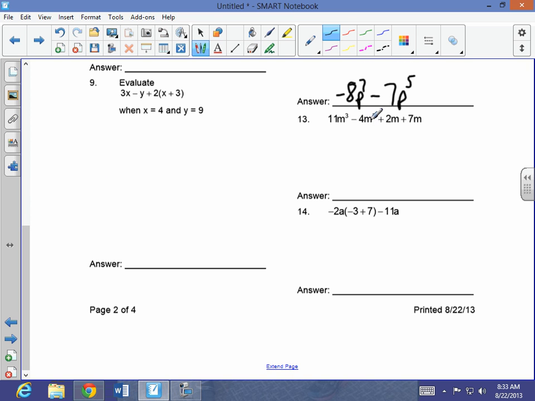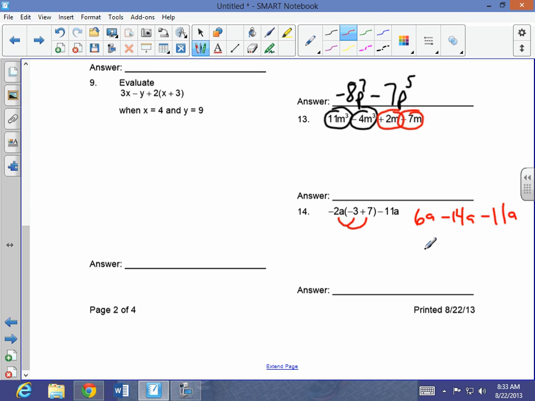Again, m cubed. These are the same. And these are the same. M cubed and m are not the same. Here you're going to have to distribute again. So you're going to get 6a minus 14a minus 11a.